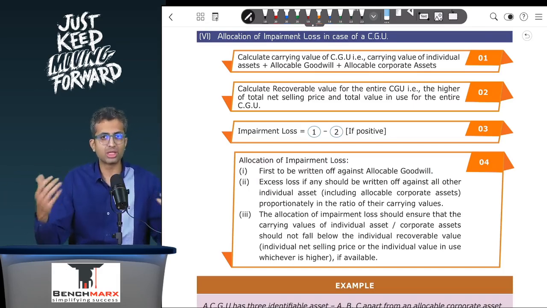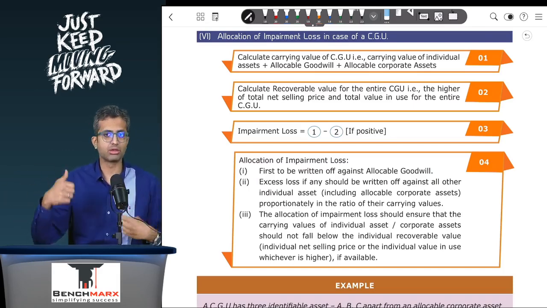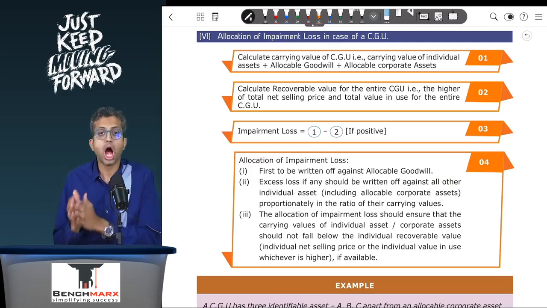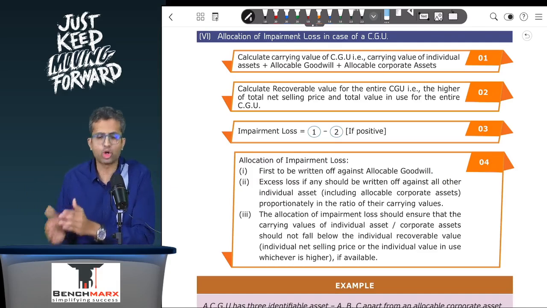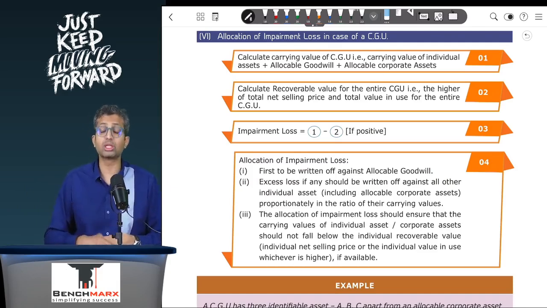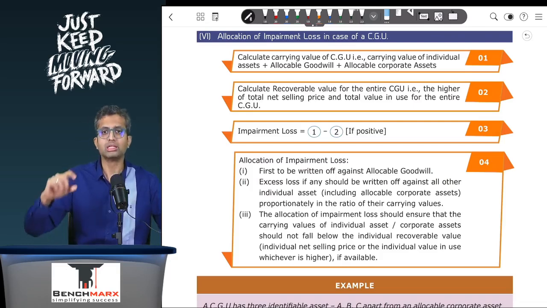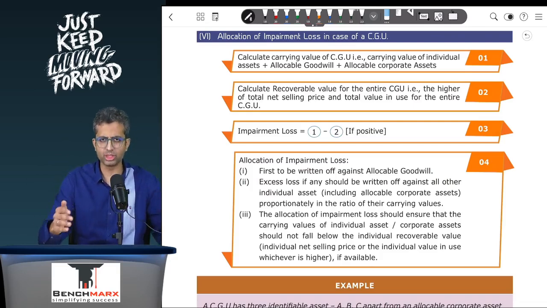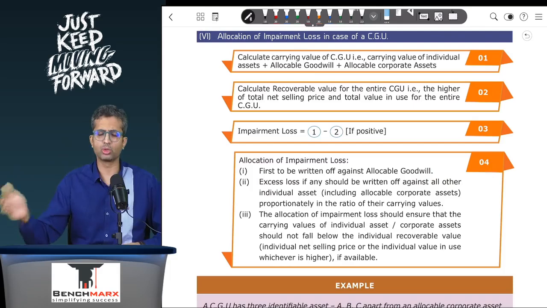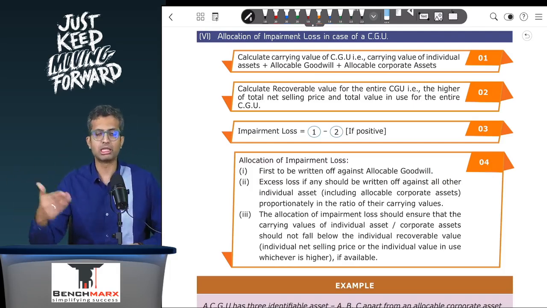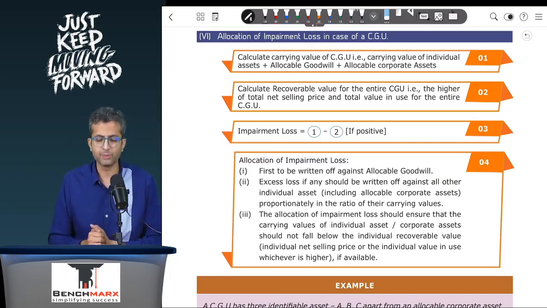Corporate assets over here can mean assets like your head office or research and development center or training center. How will you allocate these corporate assets to each cash generating unit? If they are allocable, you will allocate them in an appropriate ratio. Usually the carrying value of individual cash generating units into the life of those units will be the best ratio. If the useful life of those cash generating units are not available, then you can allocate in the ratio of the carrying value provided they are allocable.